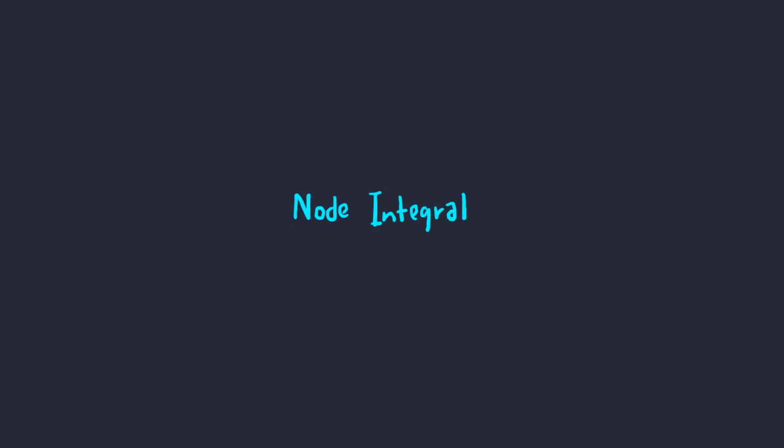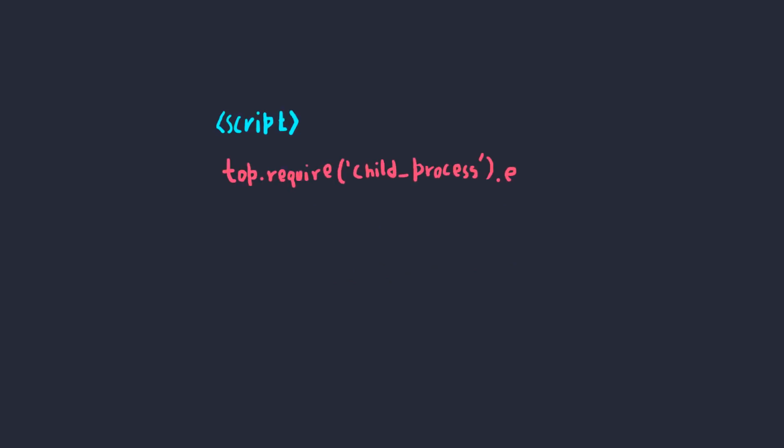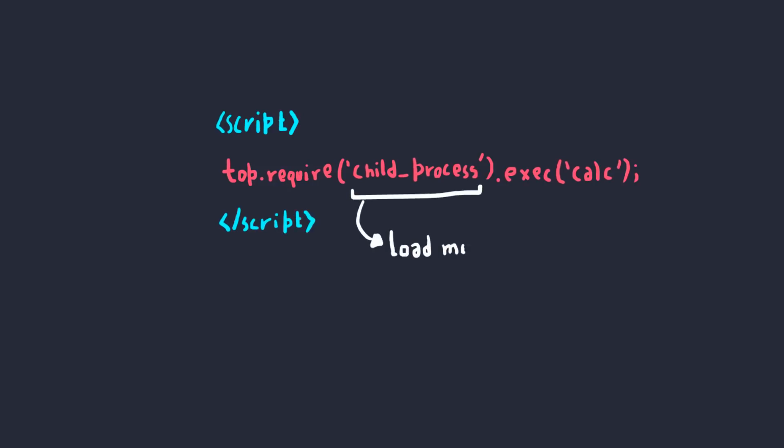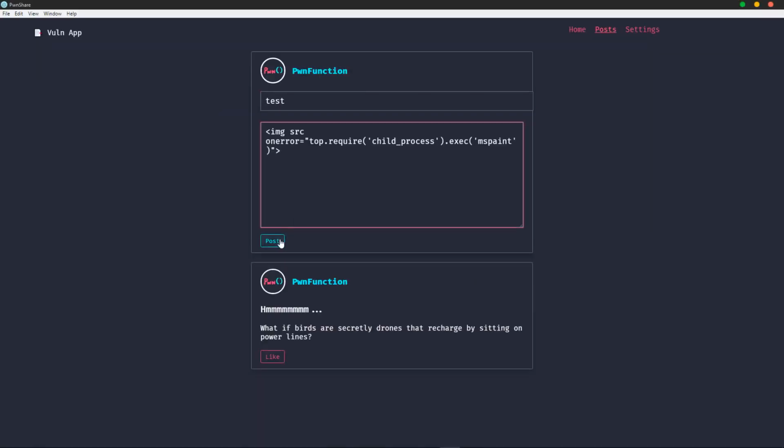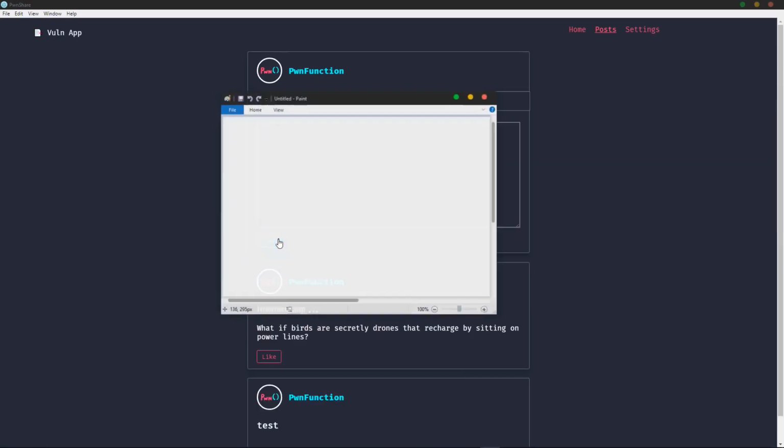As we have learned, Electron exposes Node functionality through their use of Node integration. So basically, instead of a simple alert pop-up, we can call the exec function like this. Here we can require child_process, which will load this JavaScript module as part of the Node core. This module has some handy functions like exec or execSync to execute shell commands. Let's give this a quick try. Let's go ahead and put the payload in the input box and boom, we get MS Paint.